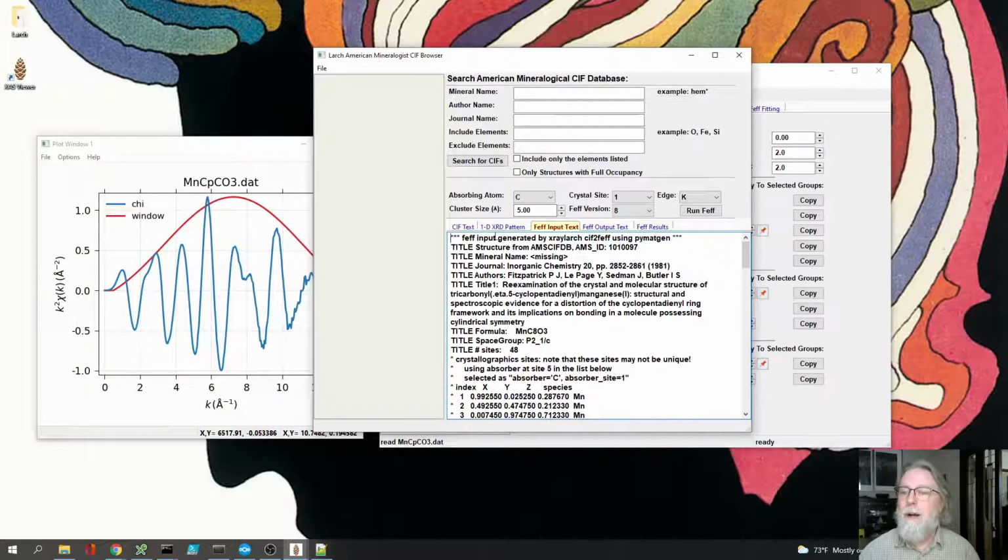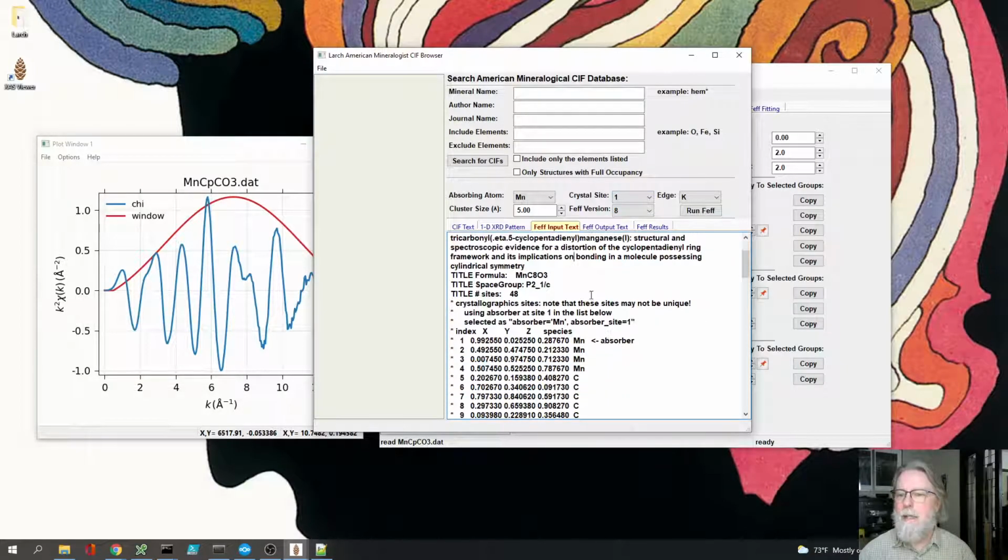So here, just to be clear, I don't want to do the carbon edge. I want to do the manganese edge. There are many carbon sites. I think this lists 8 separate carbon sites because for the structure, all of the carbon atoms are at slightly different positions. There is one manganese site because there's only one manganese in the molecule.